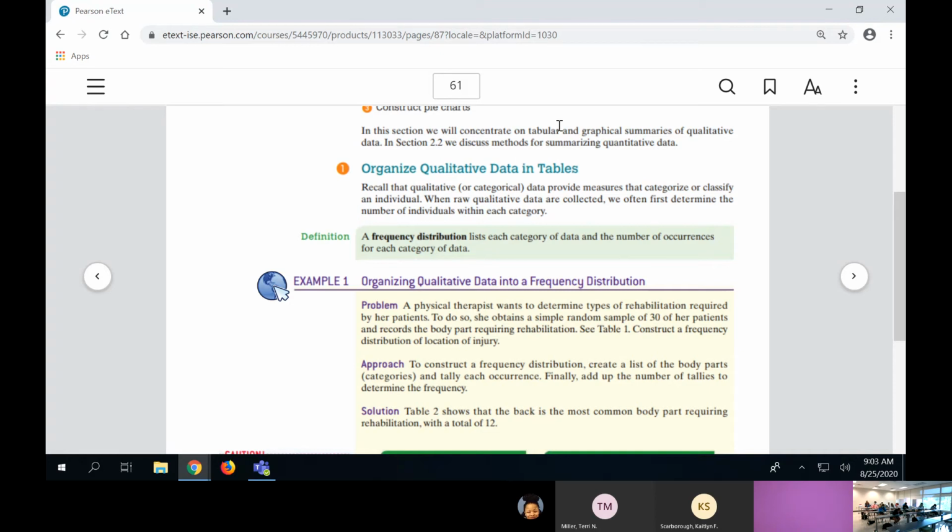One is frequency distribution. A frequency distribution is a chart or a table with a category or class on the left and a head count on the right. Blondes, brunettes, redheads. 5, 4, 3. That is a frequency distribution.